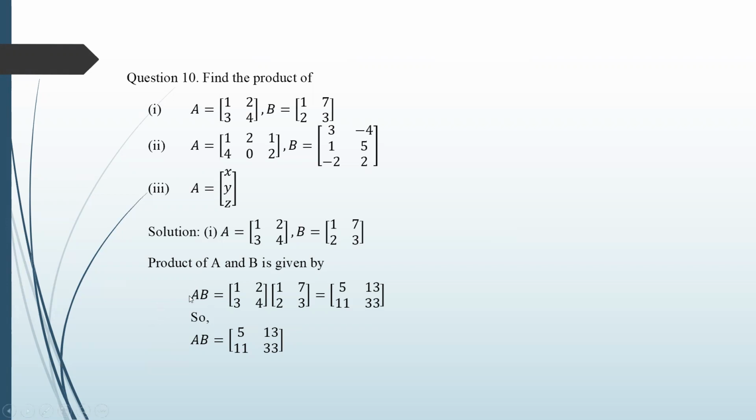So the product AB is this, this is the first matrix and this is the second. We can easily multiply it, and after multiplication we get 5, 13, 11, 33. So AB will be this. Is that clear?